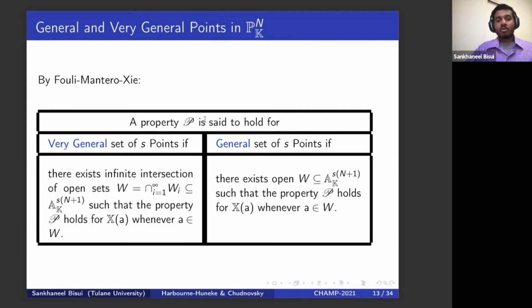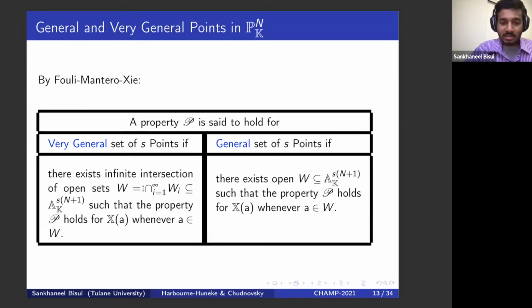Now, a property P is said to hold for a general set of points if there exists an open set inside the same dimensional affine space such that the property is satisfied every time we do the replacement of Z with a. So very general means the property is satisfied for points inside an infinite intersection of open sets, and general means it is satisfied for an open set.